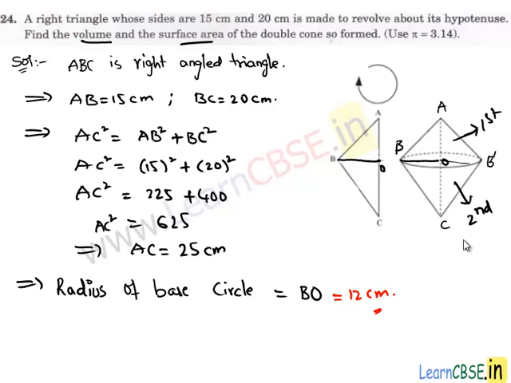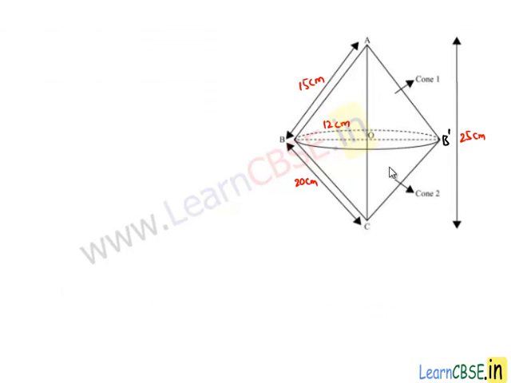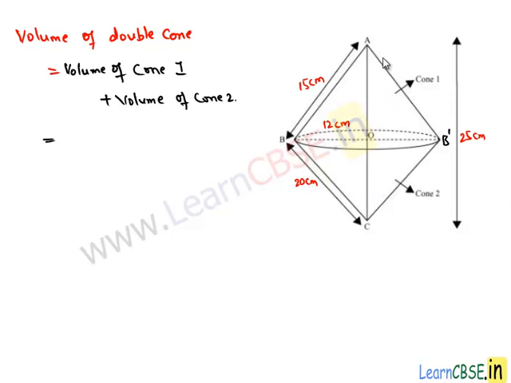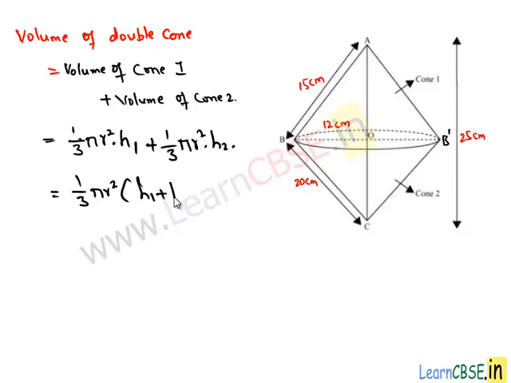Let's redraw the double cone here, and here we have its figure. So here the volume of the double cone is equal to the sum of the volume of the first cone and the second cone. Volume of a cone is 1/3 pi r square h. The radius of the base circle is the same, so pi r square. h1 is the height of the first cone. Similarly, h2 is the height of the second cone. By taking 1/3 pi r square common, we have h1 plus h2.